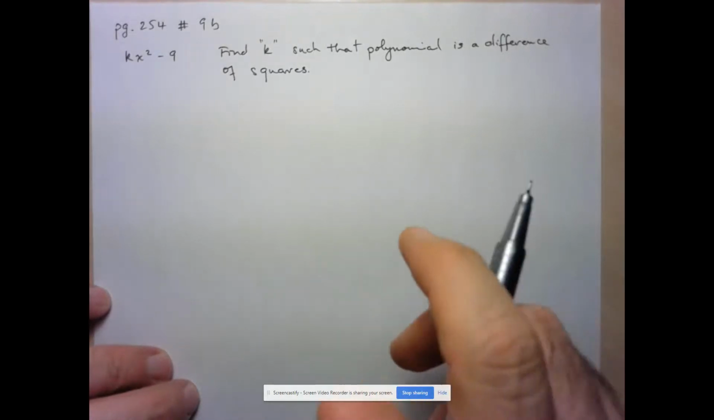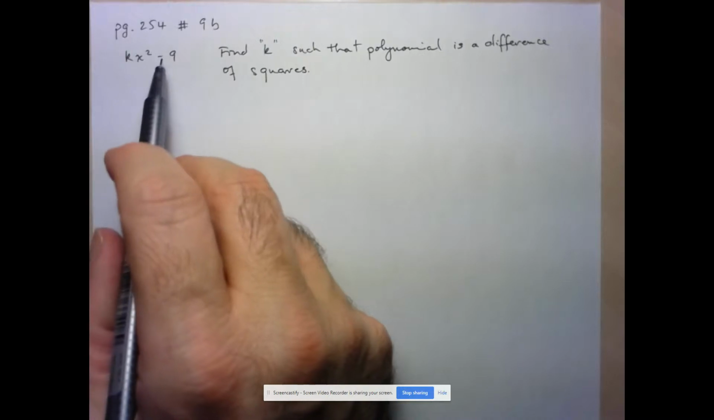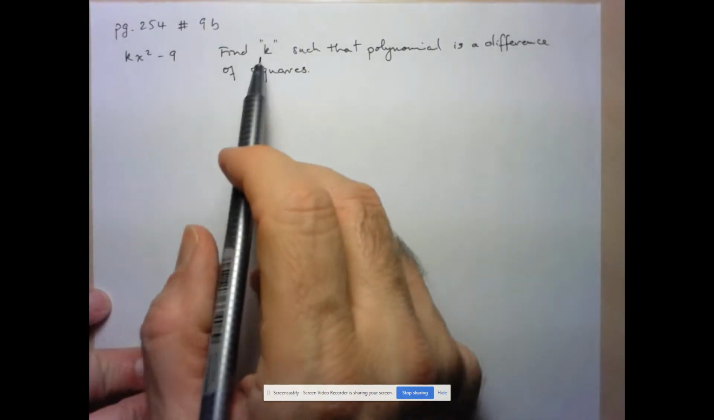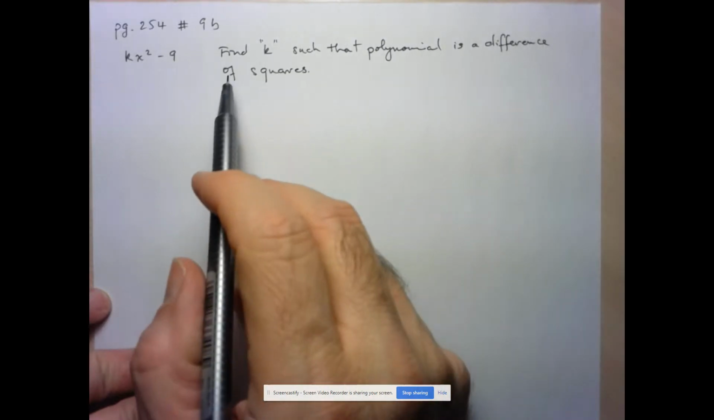Hi folks, we're going to take a look at page 254, number 9b. So they give us this binomial here, and they ask us to find the values of k such that the polynomial is going to be a difference of squares.